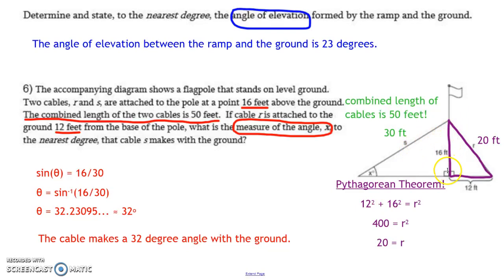Last but not least, I know that this side of the triangle is 30, this side of the triangle is 16, which means I'm able to use my sine function, my sine ratio, to figure out the value of x. I used theta here instead of x, but hey, listen, nobody's perfect. Our answer should have been 32 degrees because 32.2 rounds down to 32, and we have a sentence to summarize.